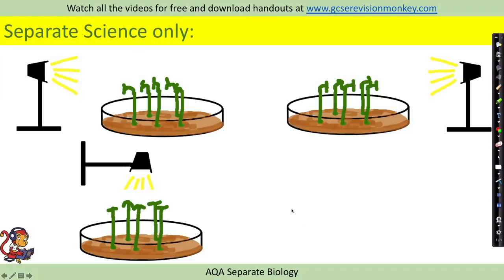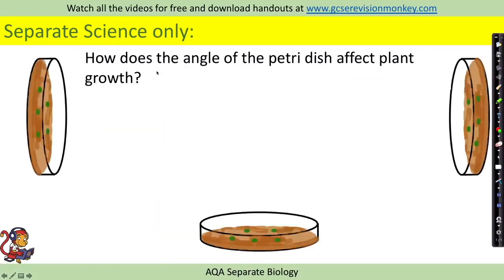And in the exam you may well be asked to draw drawings of the seeds to show how you might predict them to grow or as a result of a particular experiment, and in which case you would use clear pencil drawings. Again, linking into tropisms, in this case geotropism, we might want to look at how the angle of the Petri dish affects plant growth.